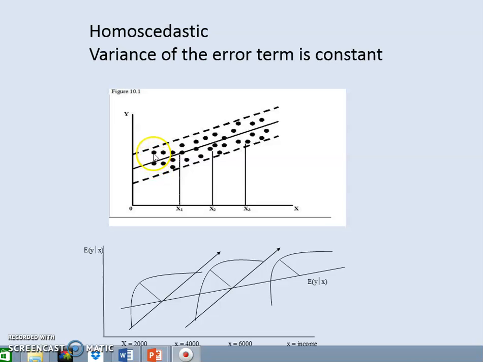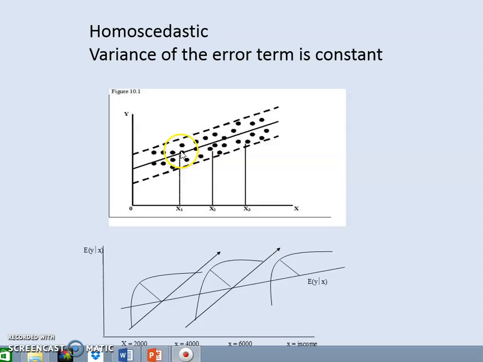So there are some data above the line, some data below the line, the expected value of y given x, this line, the PRF. If you look at the difference between the dot and the line, these are the error term or disturbance term.